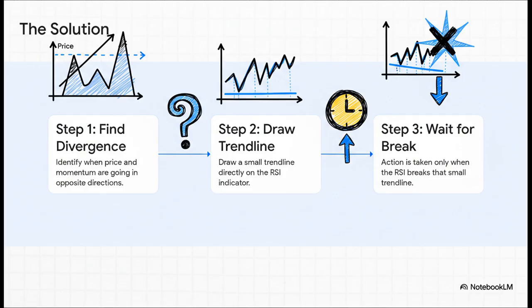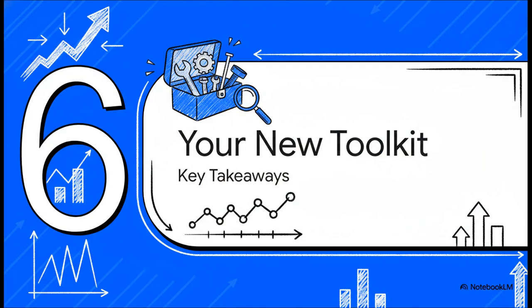So, here is the elegant 3-step solution. First, you spot the divergence. Let's say the price makes a new high, but the RSI makes a lower high. That's your alert. Step 2, you zoom in and draw a small trend line connecting the recent lows of the RSI. And then step 3, you wait. You do nothing. You only act when the RSI breaks that mini trend line. That break is the final confirmation that momentum has officially shifted, turning a vague warning into a crystal clear entry signal.